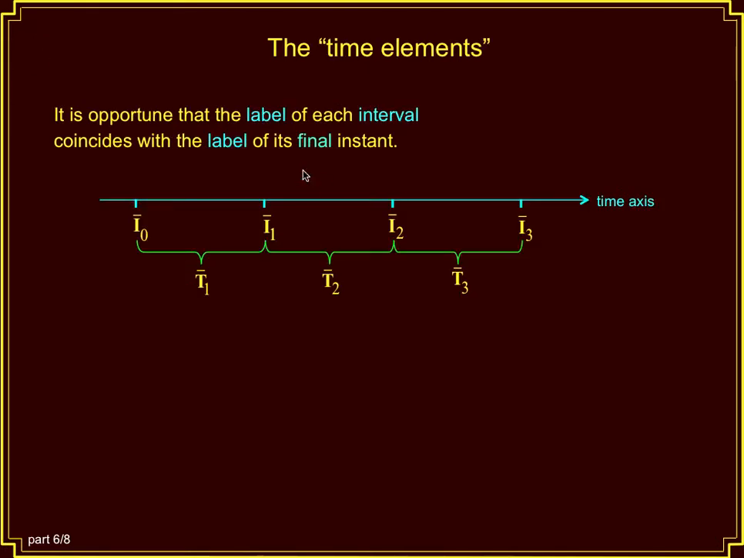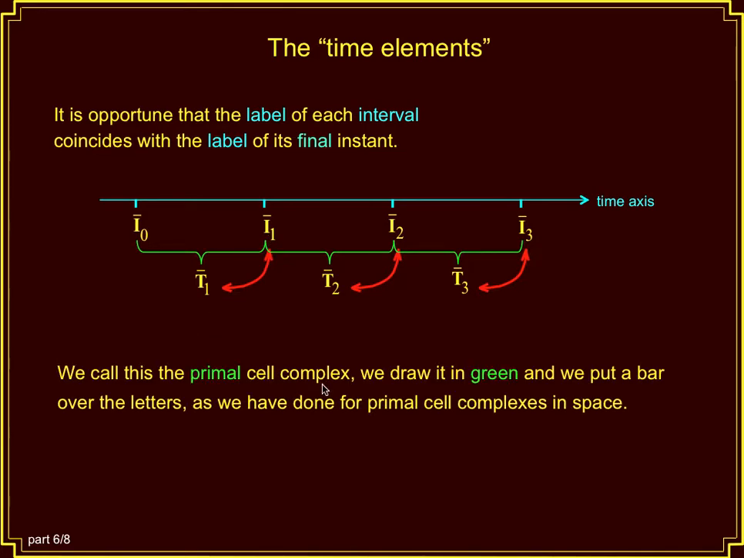It is opportune that the label of each interval coincides with the label of its final instant. It's highly opportune, this notation. As the interval T1 has an extreme on the right, the instant I1. We call this a primal cell complex. We draw it in green and we put a bar over the letters, as we have done for the primal cell complex in space.